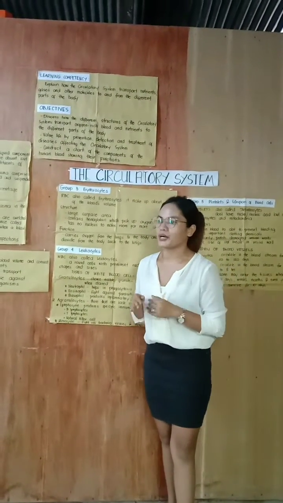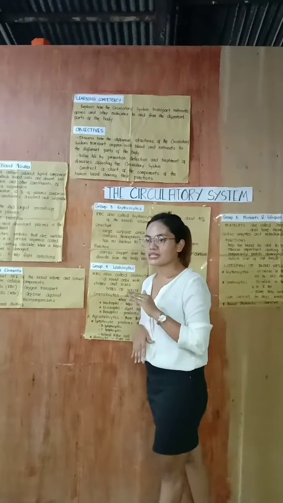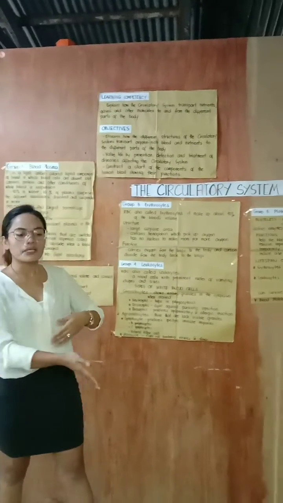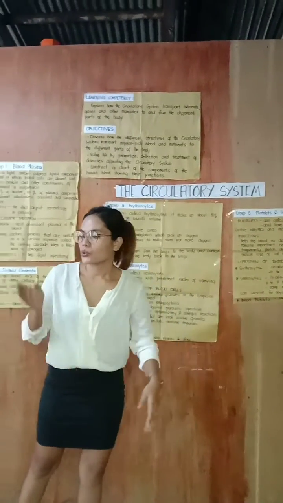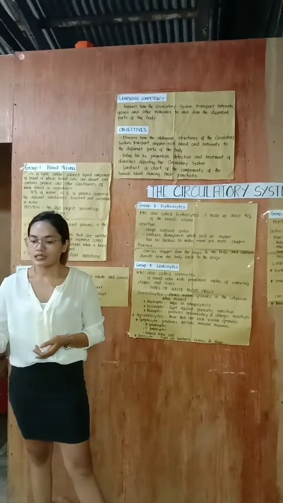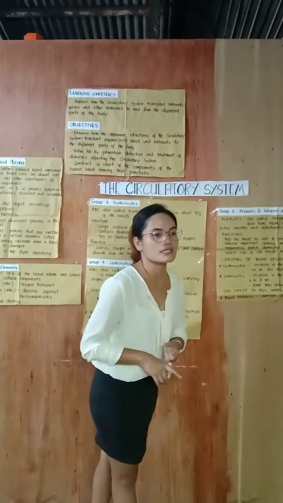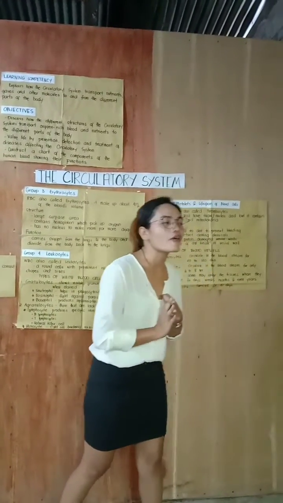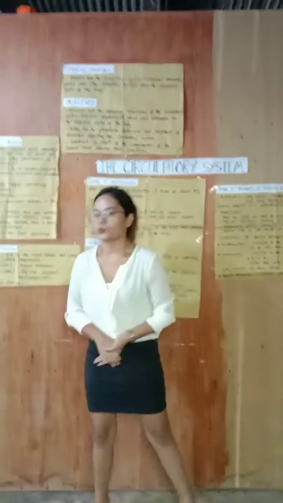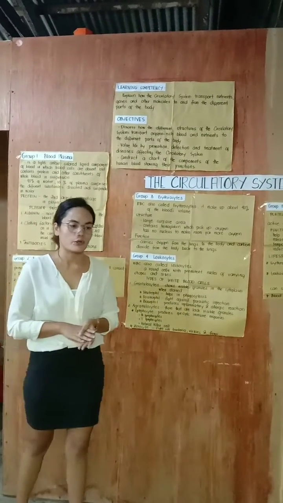To understand more deeply about this circulatory system, I will group you into five and you're going to discuss the components of the blood. So, group 1, group 2, group 3, group 4, and group 5. Group 1, you're going to discuss the blood plasma. Group 2 will discuss the formed elements. Group 3 will discuss the erythrocytes. Group 4 will discuss the leukocytes. And group 5 will discuss the platelets and lifespan of the blood cells. Okay, so I will give you 10 minutes and you're going to choose a leader and a reporter.